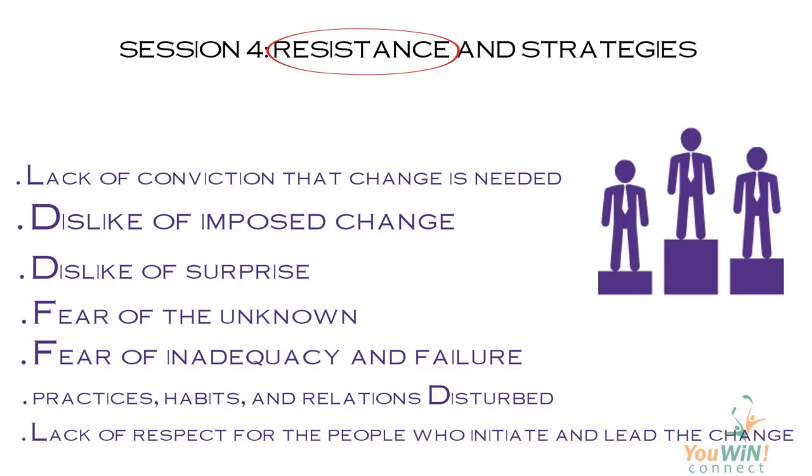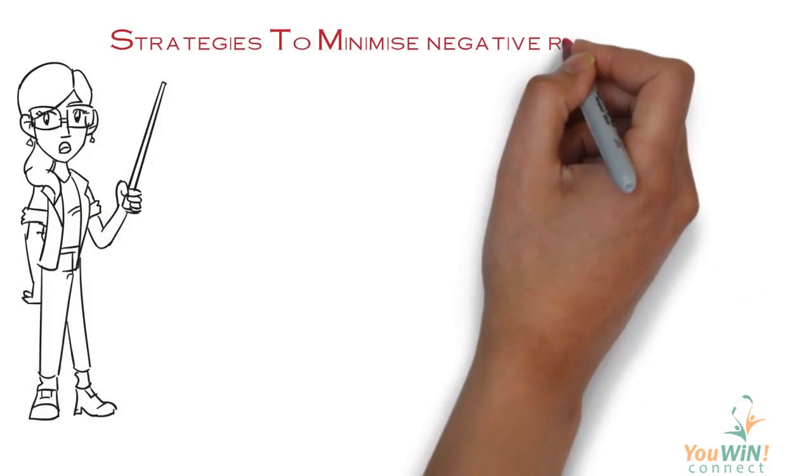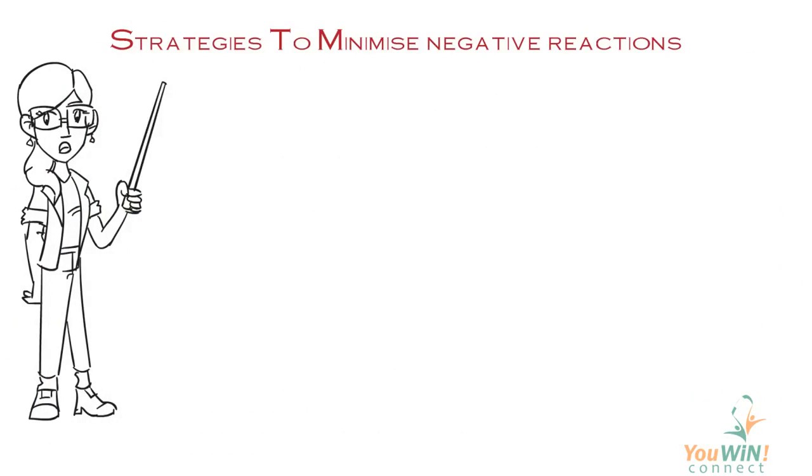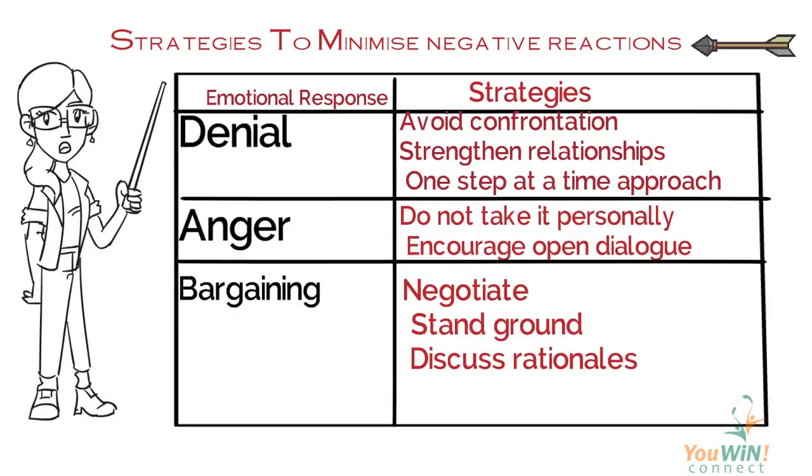People are skeptical about change if they do not trust and respect the leader. This can also happen if the staff has seen many past change projects which result in failure. Strategies to minimize negative reactions. Some emotional responses you can get when you're trying to effect change in your organization are denial, anger, bargaining, depression, exploration, and acceptance.